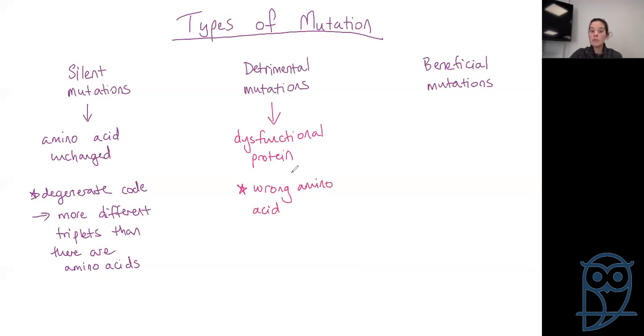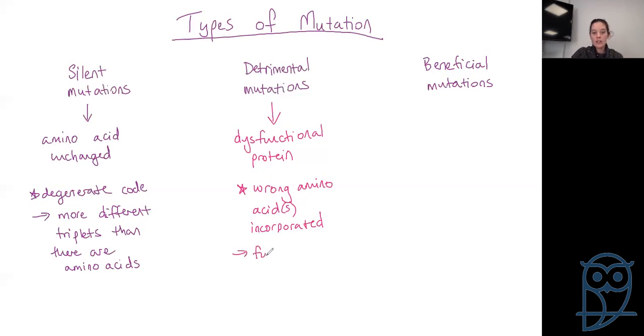Remember, if it's a frameshift mutation, it might be more than one. So wrong amino acids incorporated. And now you're going to end up with a protein with a different shape. And if it has a different shape, so much stands on protein shape. Function is linked to structure. So when we have the wrong shape, we don't have the function.